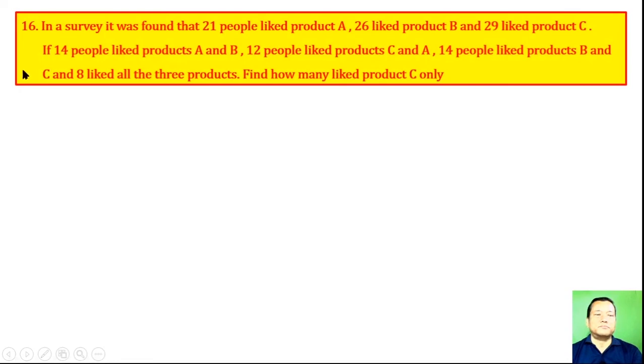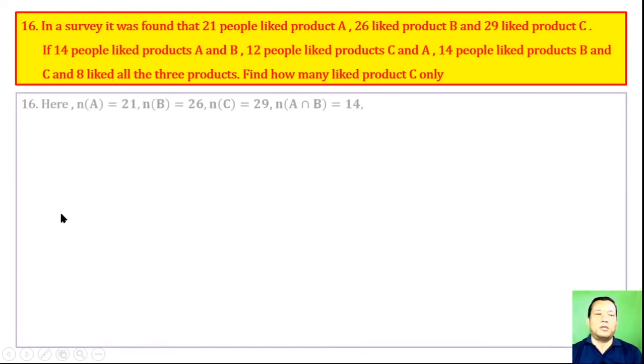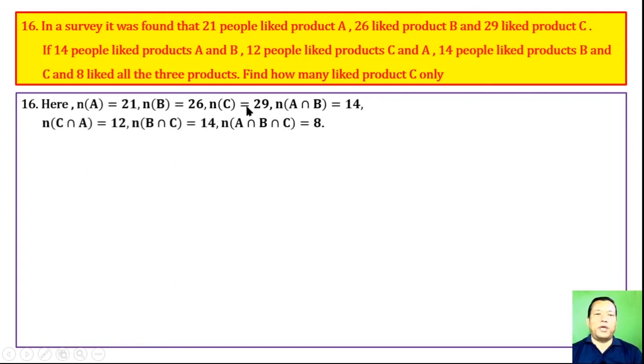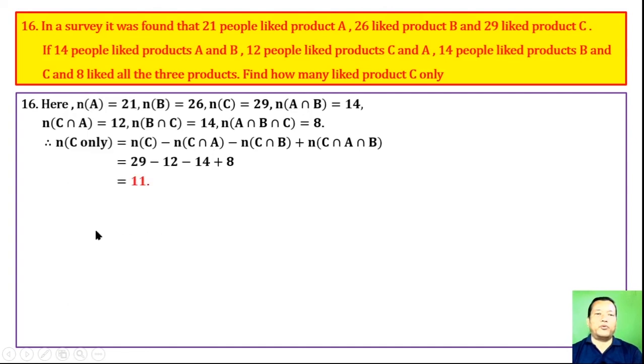Question 16. In a survey, it was found that 21 people like product A, 26 like product B, and 29 like product C. If 14 people like products A and B, 12 people like products C and A, 14 people like products B and C, and 8 like all 3 products, find how many like product C only. Here n(A), n(B), n(C), n(A intersection B), n(C intersection A), n(B intersection C), and n(A intersection B intersection C) are given. Therefore, n(C only) using the above formula, putting in the values and solving, we get 11, which is the required value.